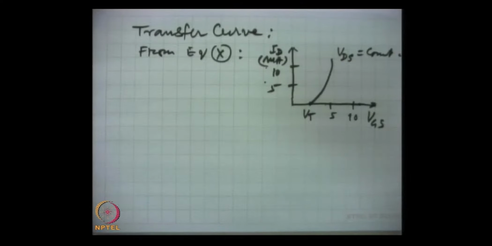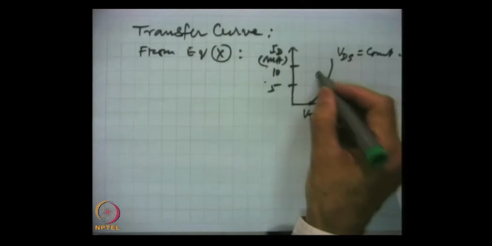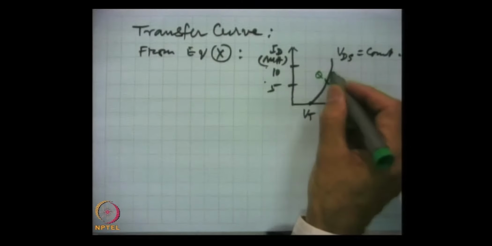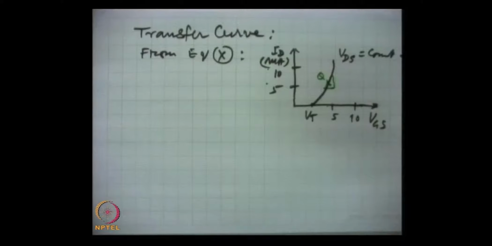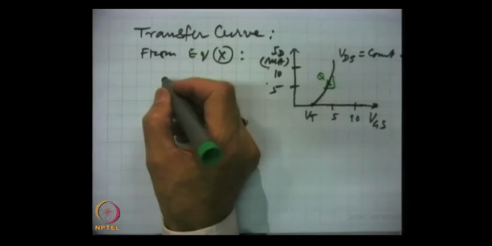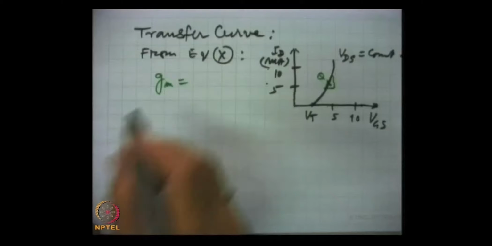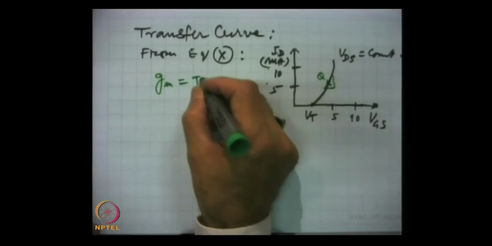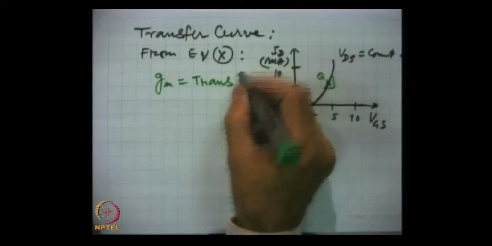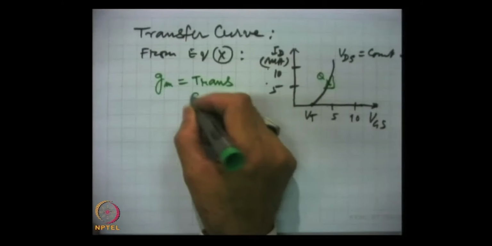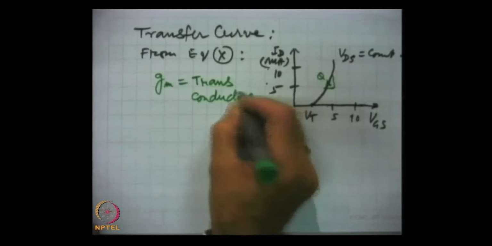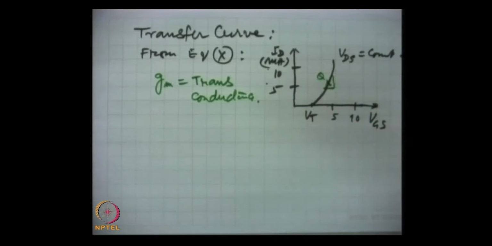Now, from here we can get, and we will talk about it a little later, that at the operating point Q, by putting a tangent we can find the most important parameter for these devices, and that is gm, which is transconductance, that we can get from here.